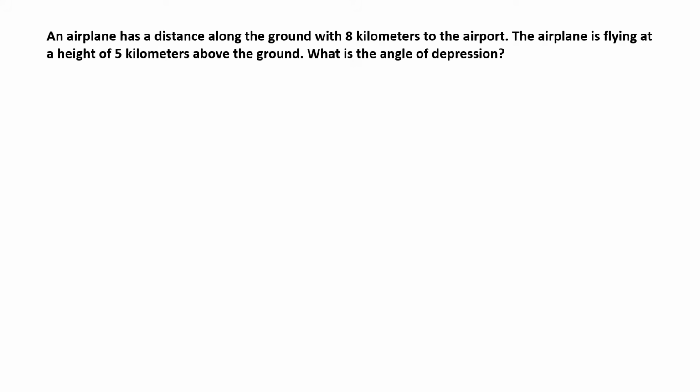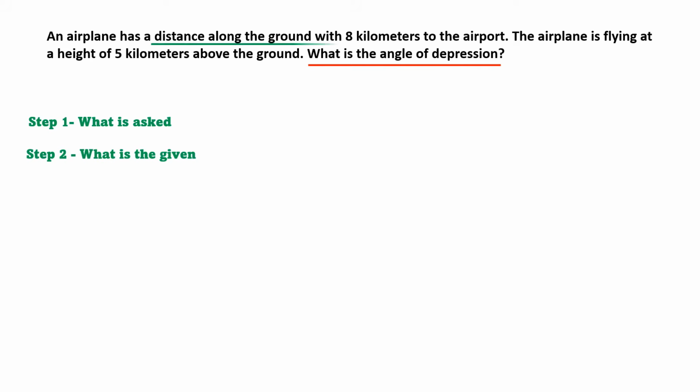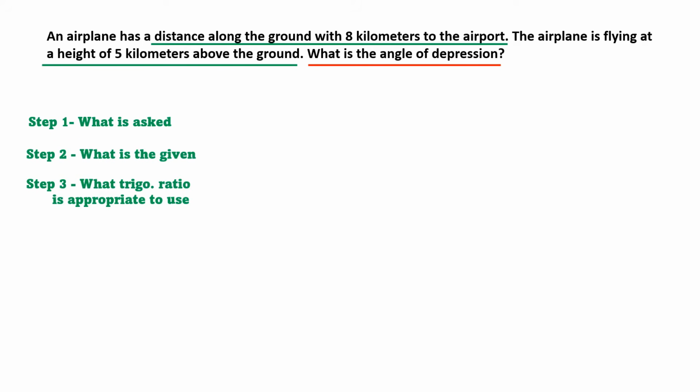So, our first step. Identify what is asked on the problem. The problem asked what is the angle of depression. Next, the second step. Identify what is given in the problem. A distance along the ground with 8 kilometers to the airport and the airplane is flying at a height of 5 kilometers above the ground. Next, the third step. Decide what trigonometric ratio is appropriate to use.